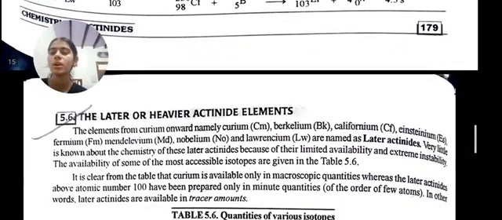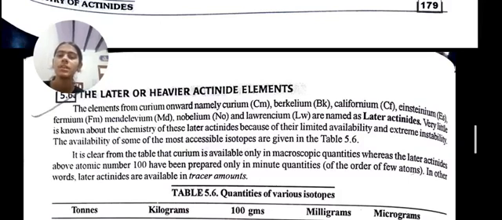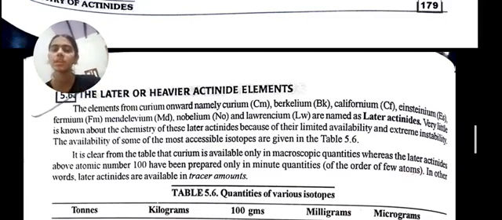The later or heavier actinide elements. The elements from curium onward, namely curium, berkelium, californium, einsteinium, fermium, mendelevium, nobelium and lawrencium are named as later actinides. Very little is known about the chemistry of these later actinides because of their limited availability and extreme instability.